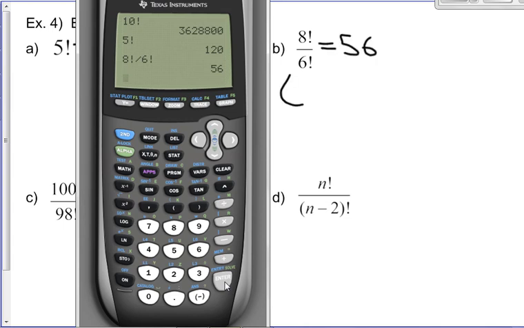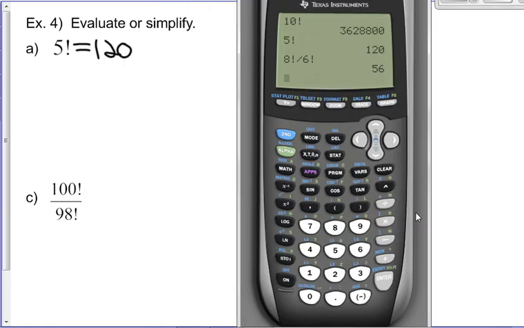Now here, there's another way we could think of this. 8 factorial means 8 times 7 times 6 the rest of the way down. And 6 factorial means 6, 5, 4, 3, 2, 1. All over 6 factorial. These things can be divided out. They're equivalent. They're in factored form. Okay. So the whole expression just means 8 times 7. And you might say, okay, that's fine, but I can just do it on my calculator.